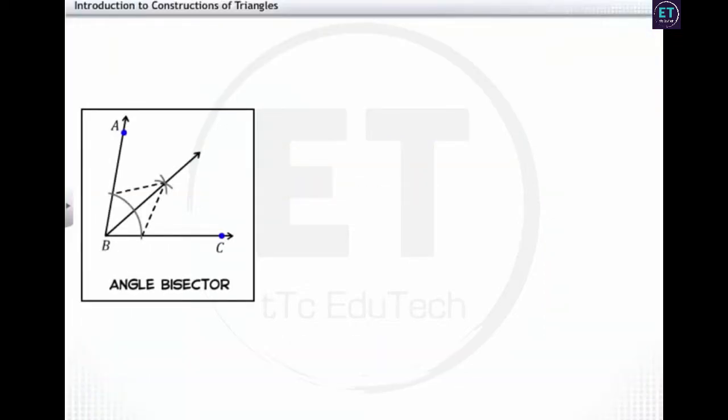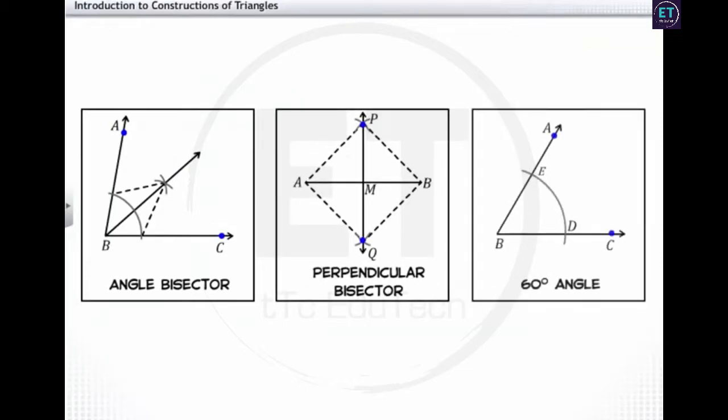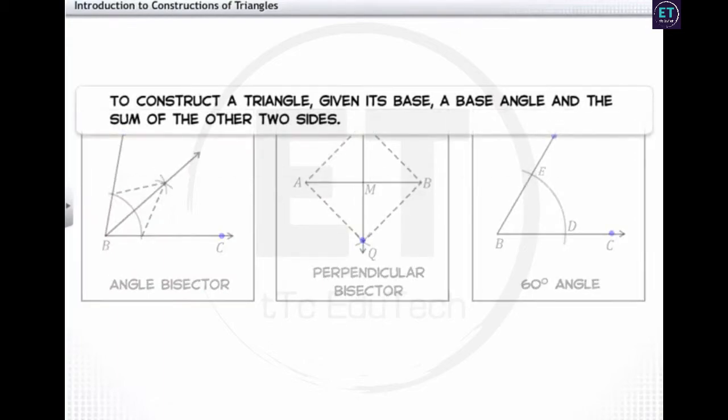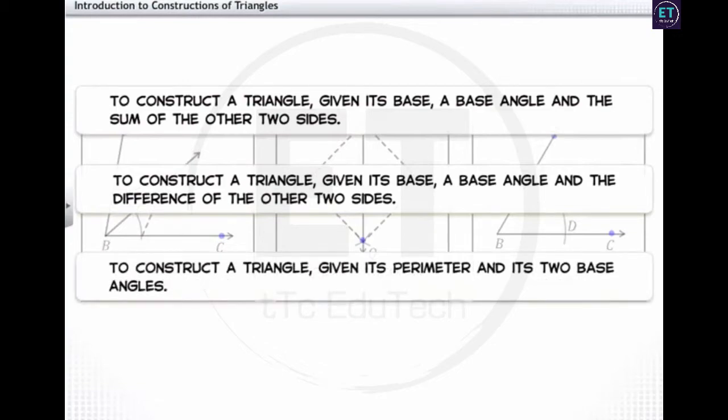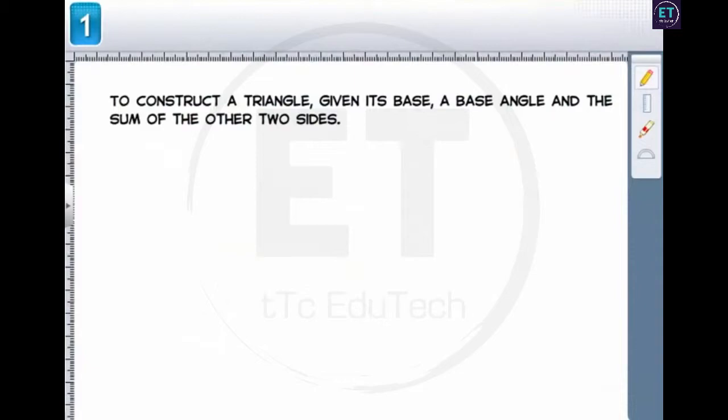The construction of an angle bisector, a perpendicular bisector, and angles are some of the basic constructions used for constructing geometrical figures. With the help of these, we'll learn to construct some triangles. Let's start with the first construction. Here, we'll construct a triangle where the base, one base angle, and the sum of the other two sides are given.